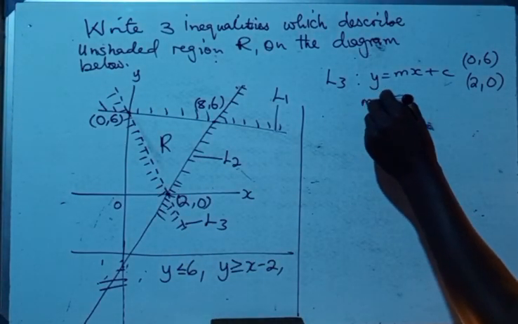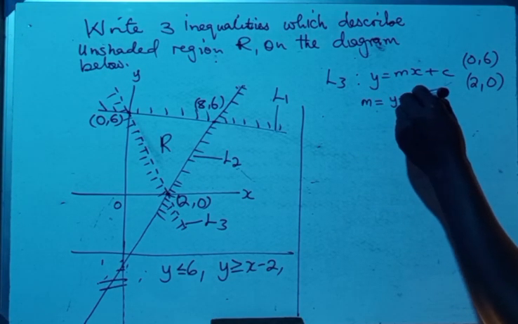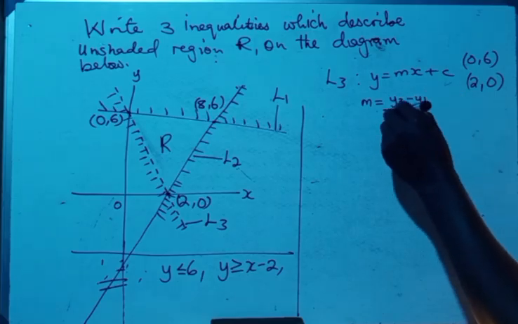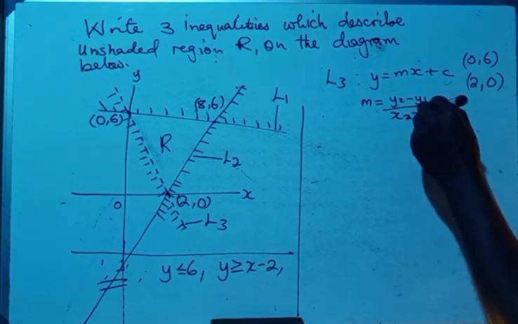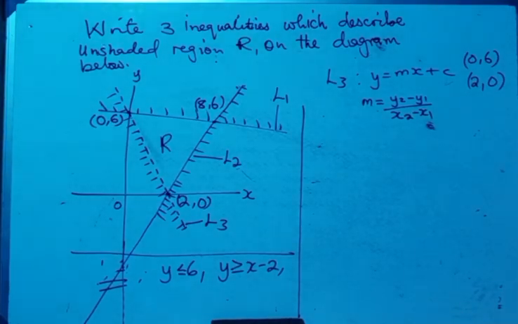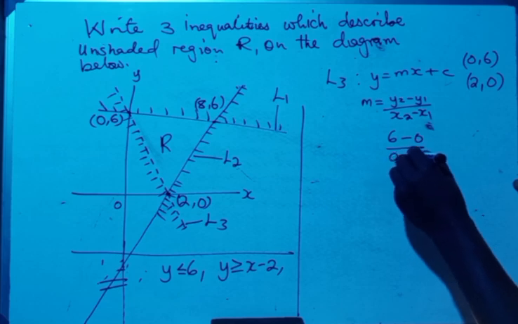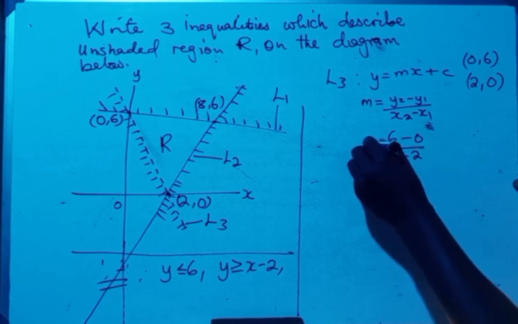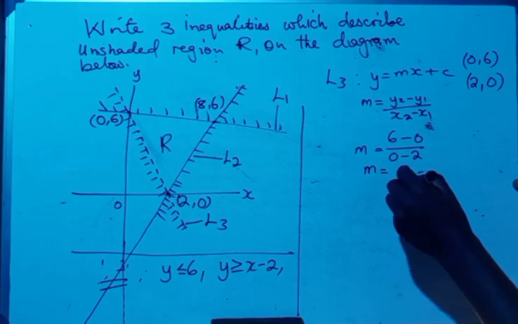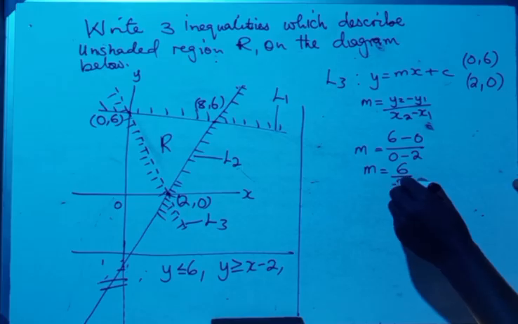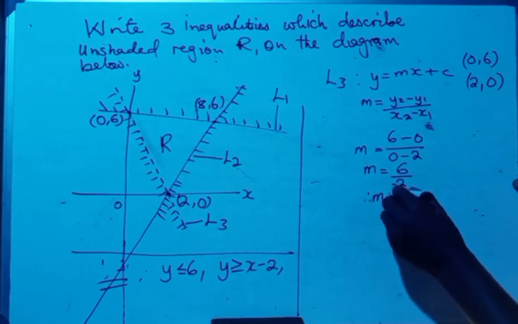So the first step is to find the gradient, where we have y2 minus y1 over x2 minus x1. My first coordinate will be this one, and my second coordinate will be that one there. So I'm going to say 6 minus 0 over 0 minus 2, which is equal to m. So m is equal to 6 minus 0, the answer is 6, over 0 minus 2, the answer is negative 2. So therefore, our m is equal to negative 3.